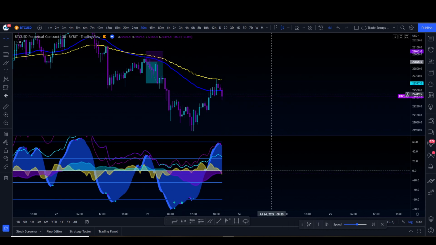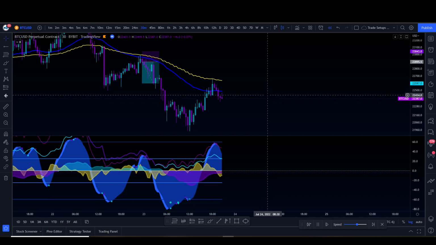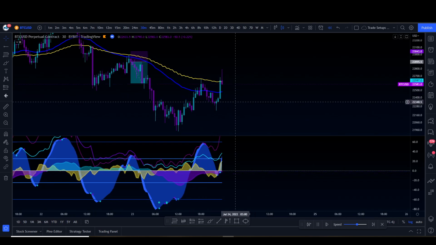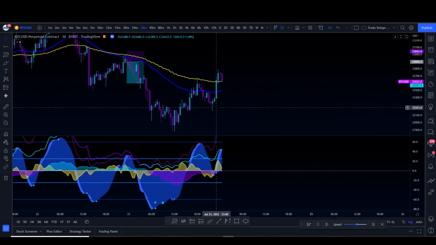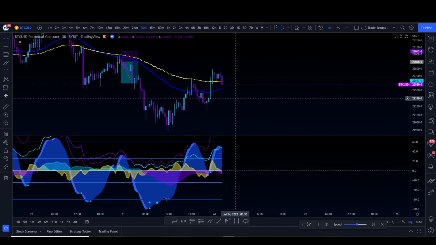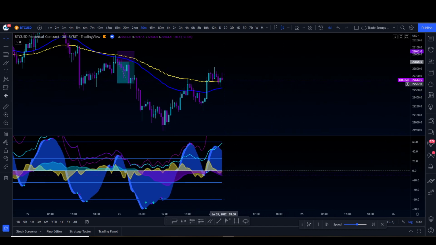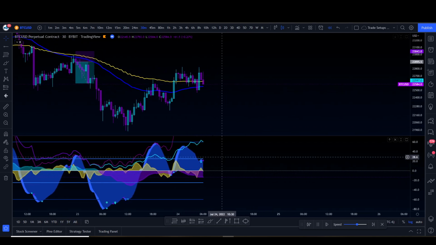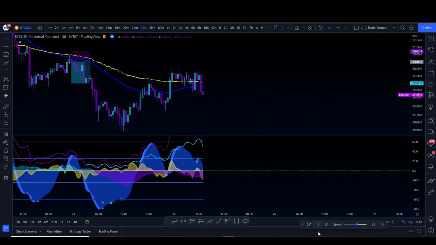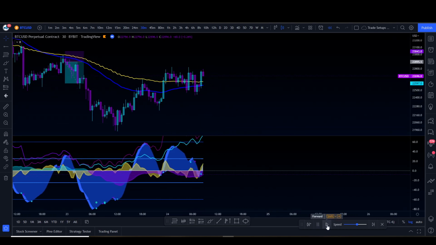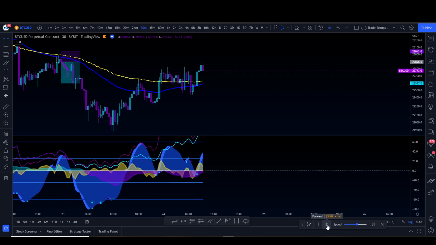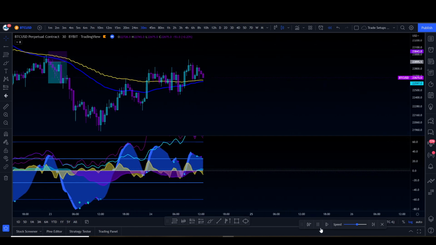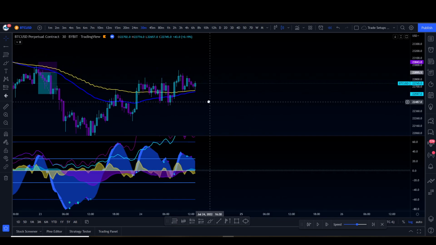Oh, see, saved us. It started to look like we were wrong, but nope. Okay, now we're kind of waiting for money flow to get green, right? We still are above. Money flow green and a close above. Alright, oh, okay, now we got some green.